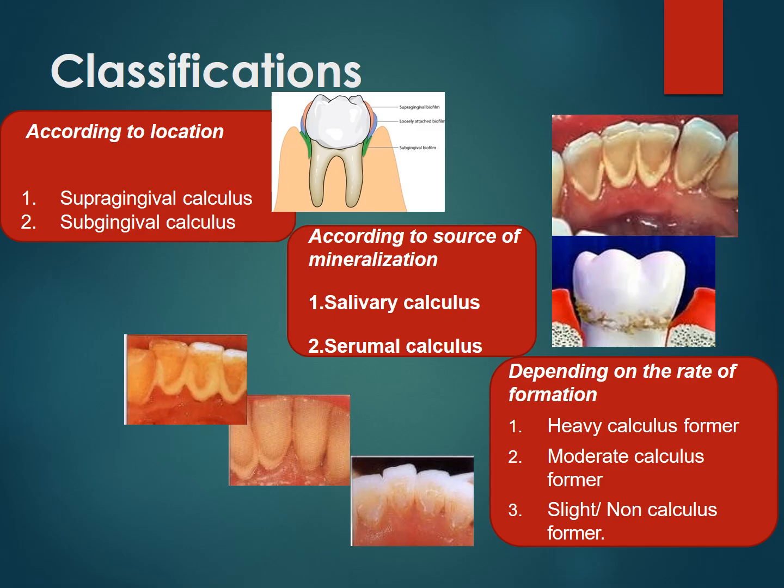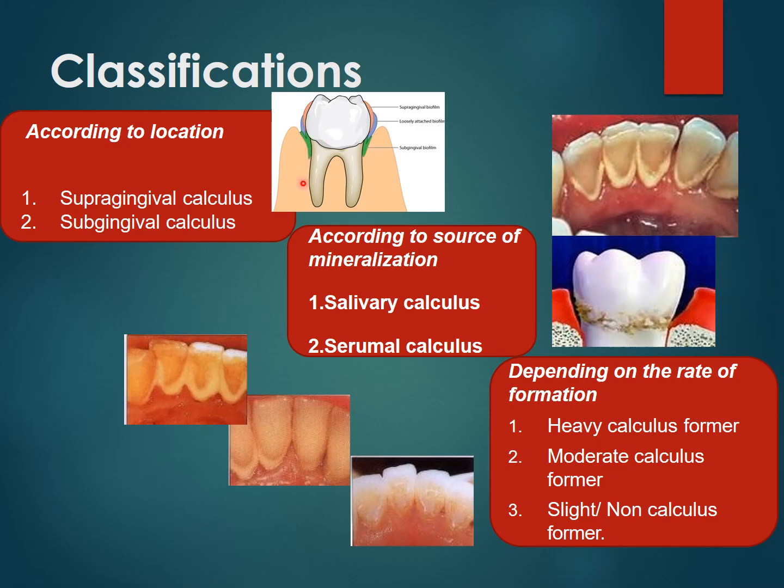Coming to the classification of dental calculus, it has been divided on various bases. First, according to location: supragingival calculus and subgingival calculus. As the name indicates, supragingival calculus is located coronal to the gingival margin, and subgingival calculus is apical to the gingival margin. In the diagram, it is seen in green color.